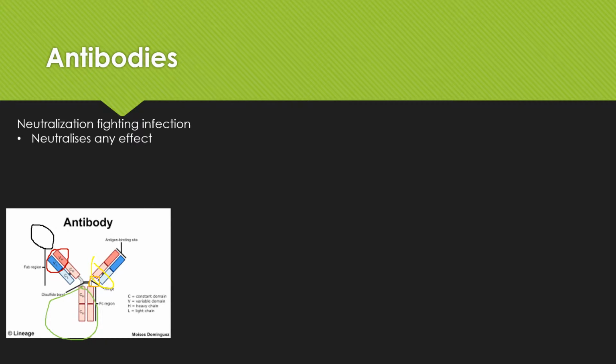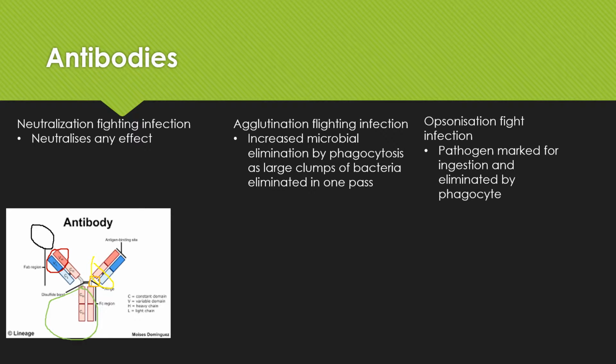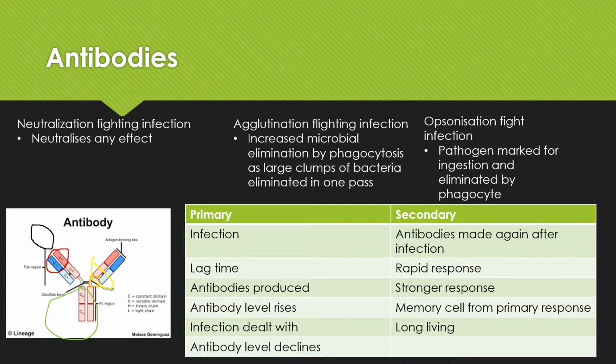Neutralization is when, during an infection, any toxic effects are neutralized. Agglutination fights infection by increasing microbial elimination by phagocytosis, as large clumps of bacteria can be eliminated in just one pass. And opsonisation fights infection by the pathogen being marked for ingestion and elimination by a phagocyte.